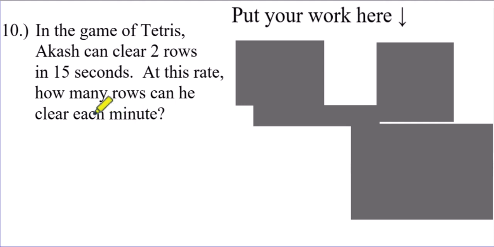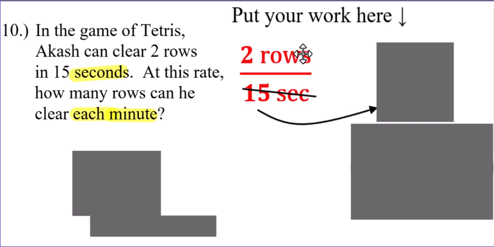Okay, do you see what they did again? Minute is what they're asking for. Each minute, but it gave us the time in seconds. So I know that you might have thought initially about doing 2 rows divided by 15 seconds, but that would give you the rows cleared per second. We need the rows cleared per minute. So I need to change 15 seconds to a fraction of a minute. How do I do that?